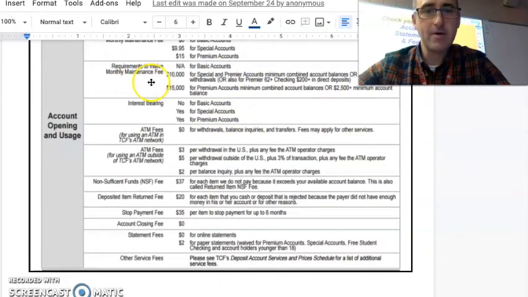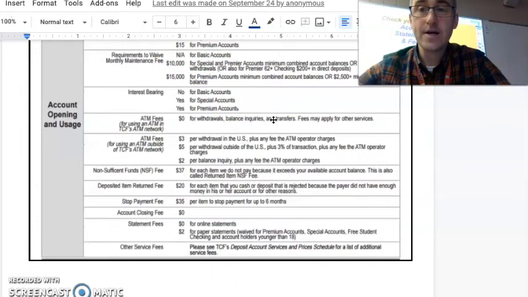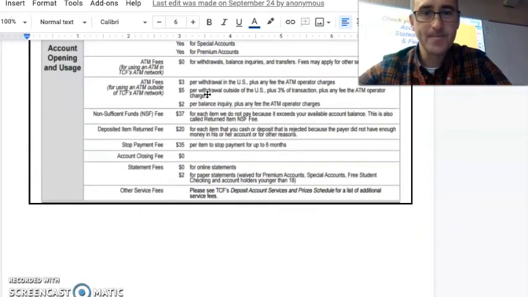It talks about requirements and waiving monthly maintenance fees and who qualifies for that. Sometimes it's based on age. Sometimes it's based on how much money you have in an account. So you're going to look at these qualifications here when you try to answer your questions. Interest-bearing accounts. Now we've talked that savings accounts earn interest, but some types of checking accounts earn interest as well.